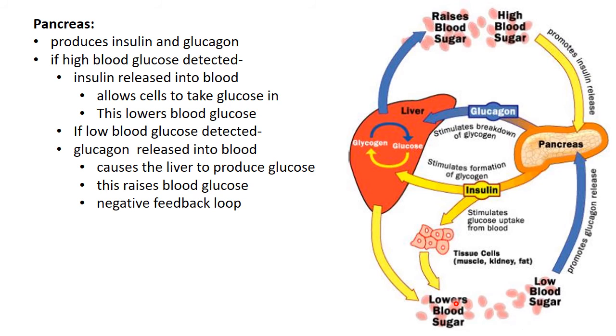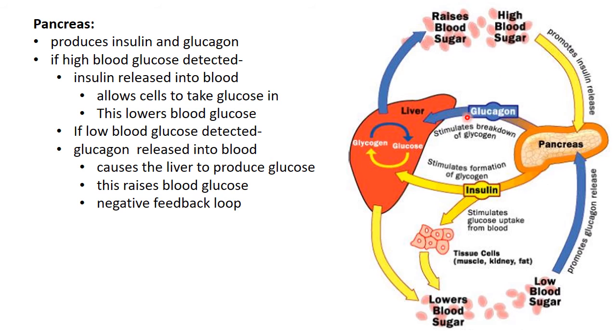The other thing that could happen is if we have low blood glucose detected. So over here, low blood sugars cause the pancreas to produce glucagon. Now, glucagon works on the liver, and the liver is a huge organ that does lots of things, but among some of its jobs is to store glycogen, which is like a storage facility for glucose. So once glucagon signals the liver to break down glycogen into glucose, this causes the blood sugar to get higher.